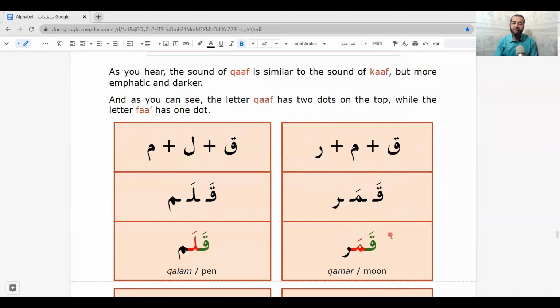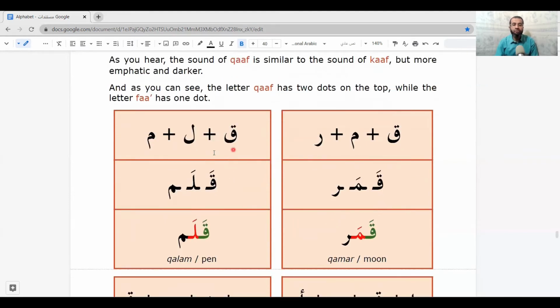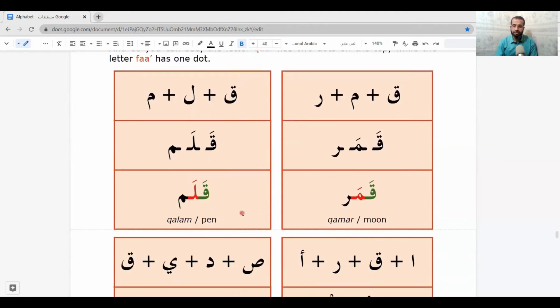Let's look at this first word here. Moon, it means moon. Only three letters. Qaf, mim, ra. Qaf has fatha and mim as well. Qamar, qamar. So we say qamar, not ka, but qa, qamar. And this one, qaf, lam, mim, fatha, fatha, qa, lam, qalam, qalam, pen.